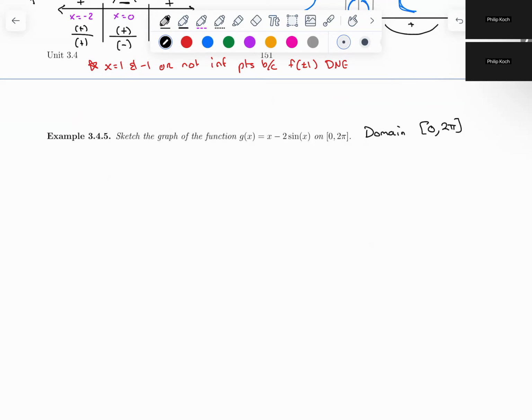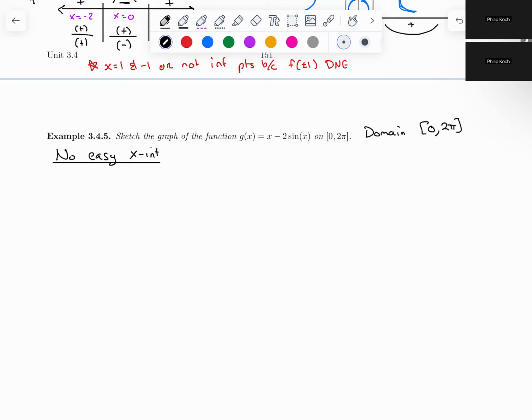X-intercepts. Trying to set x minus 2 sine of x equal to 0. That's a tall order to find out where it equals 0. There's only one spot actually that it does. Wait, no. There might be two. Yeah, there are two, but finding them is a very, very daunting task.